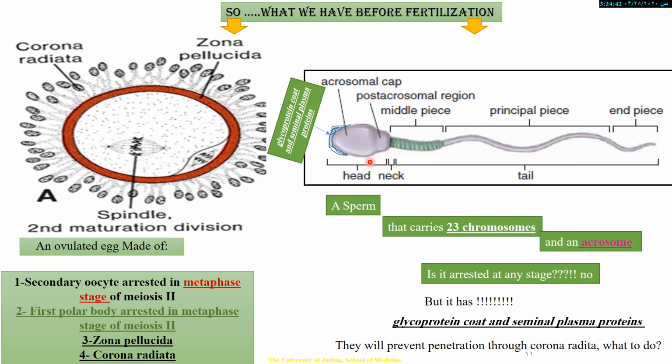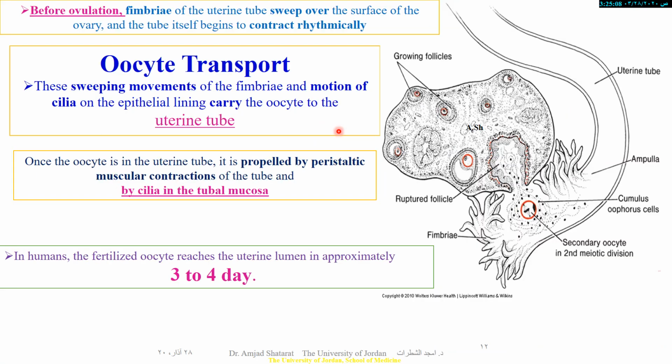So again, chromosomally and in shape, it seems that the sperm is ready for fertilization, but it needs to get rid of this coat. How? I'll tell you in just a moment. It seems to me that both the oocyte and the sperm need some help. Let's have a look at how we are going to help them meet each other and fertilize.